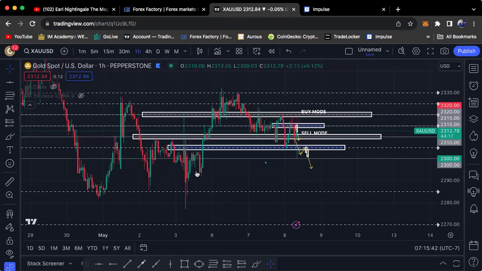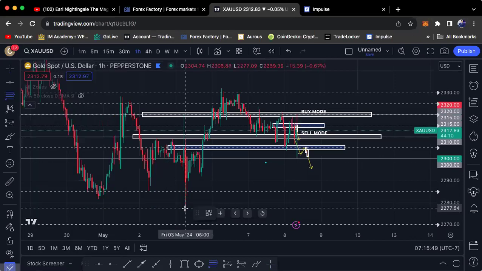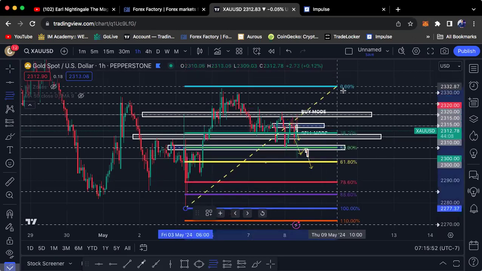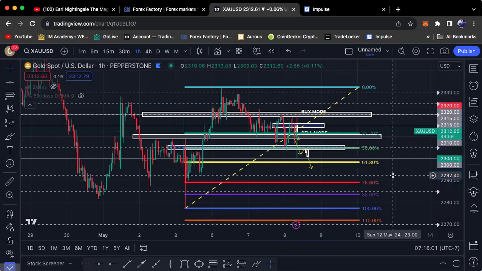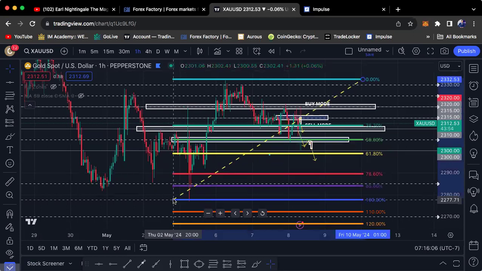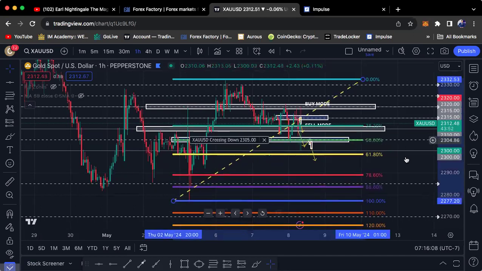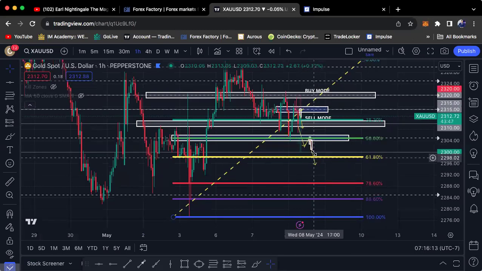All right, let me actually take the fibs from this low to this high, because I know somebody mentioned it. You see that? You have the 61.8 zone right here at 23.97. So price may continue to the downside to come to this 61.8 zone, and then for the buy up.